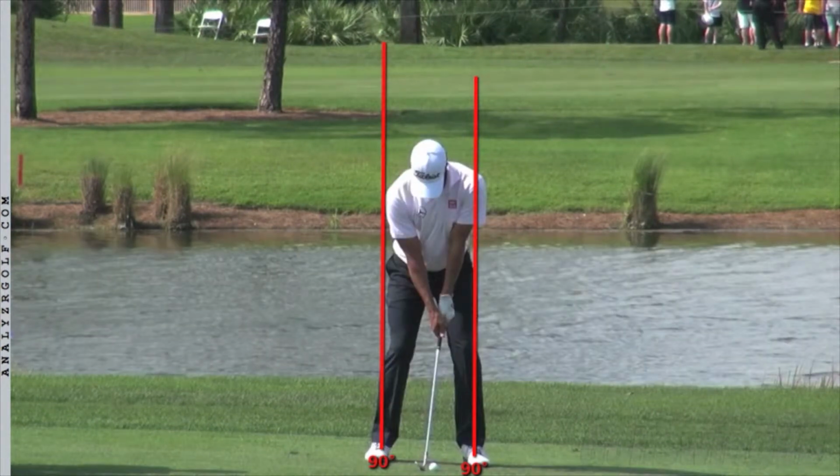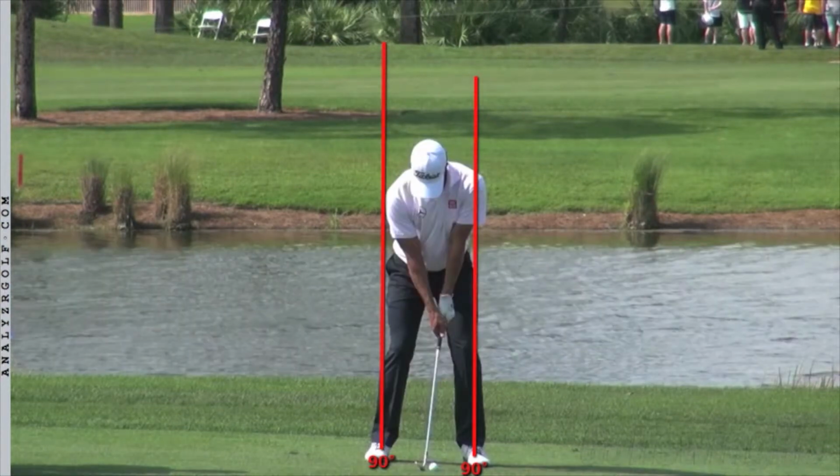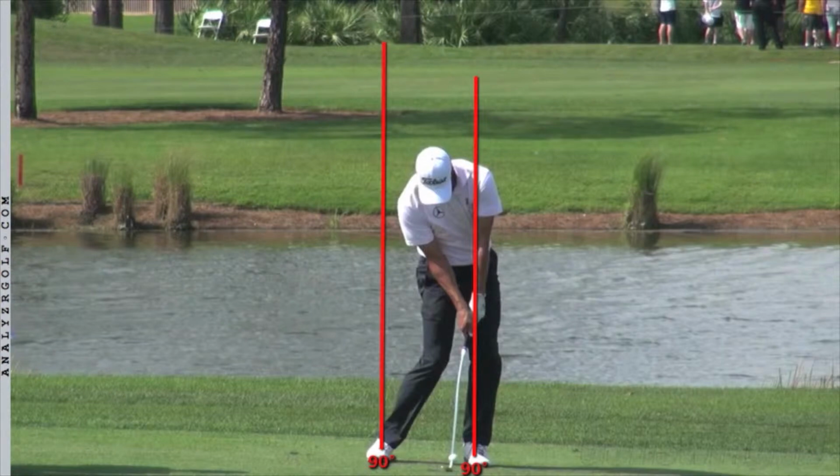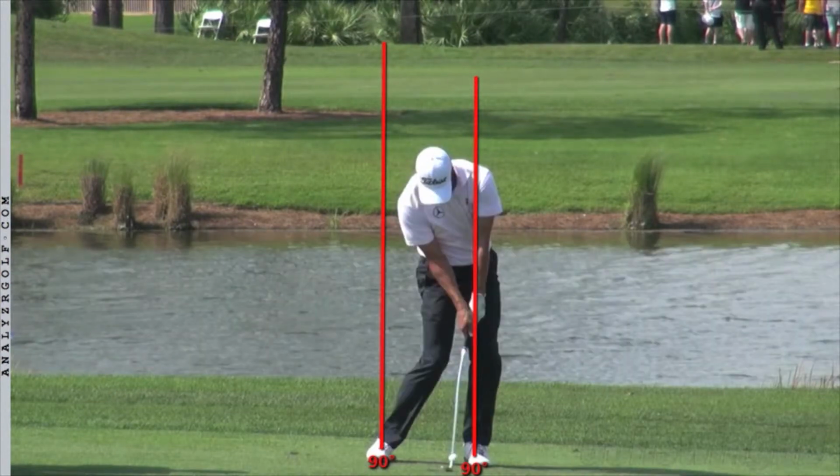But also notice, even though you see a lot of movement with the lower body and the hips and the knees and the legs, his head is basically staying in the center between those two red lines. So it's all a lower body movement.